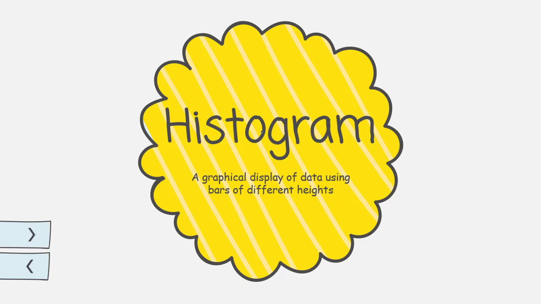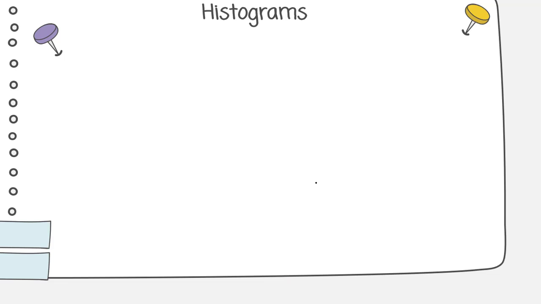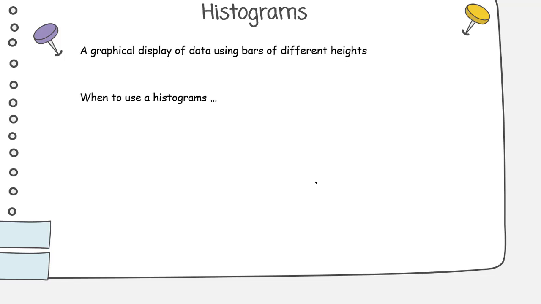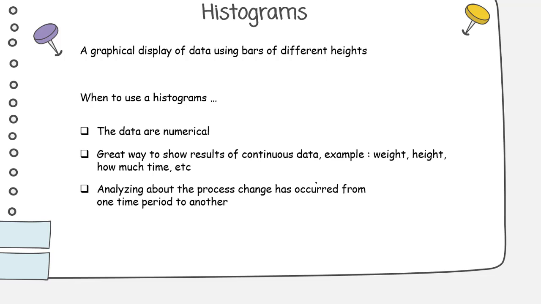Okay, next we will continue with the histogram. A histogram is a graphical display of data using bars of different height. So this is the definition of a histogram. We need to use a histogram if we want to show numerical data. It is also a great way to show the result of continuous data, for example, weight, height, and so on. It's also really good if you want to analyze the process change that has occurred from one time period to another.